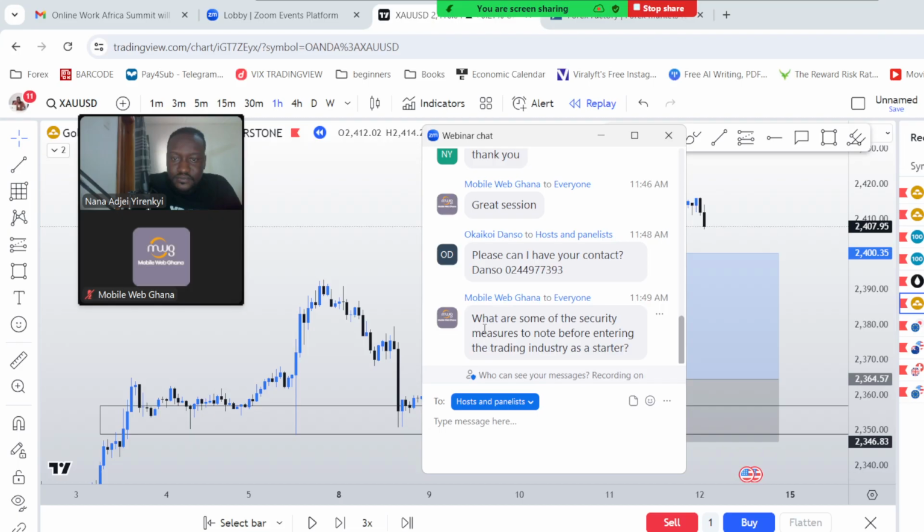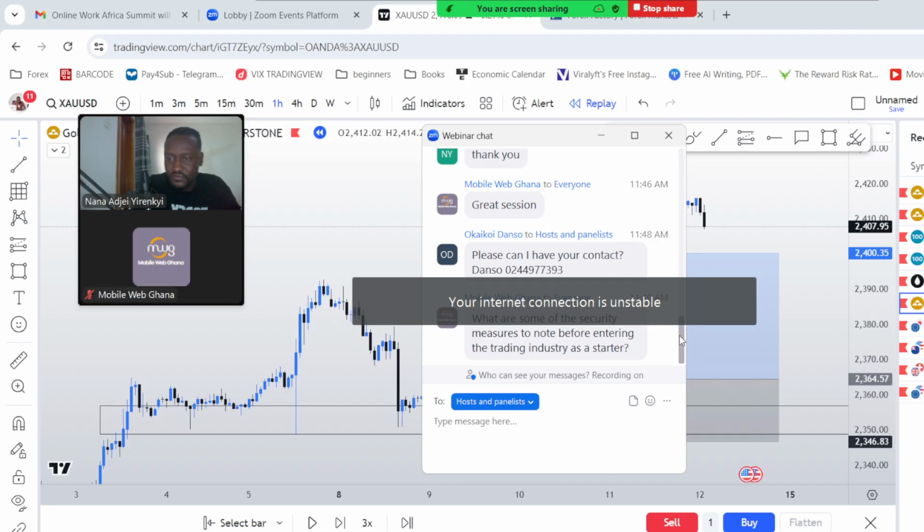Right, so he said, please, what are some of the security measures to note before entering a trade? One of the security measures to know before entering a trade is how much you are willing to lose. Before you enter any trade, you need to know how much you're willing to lose. That is why when I started the session, I took you through how to know the amount you're going to be risking and the amount you are going to be gaining. Because if you don't know that, it looks like you are gambling in the forex market.